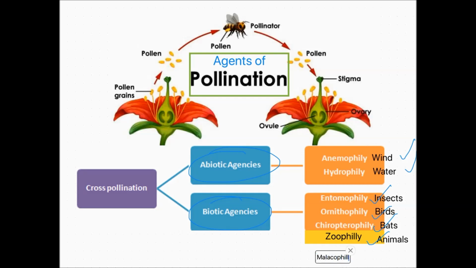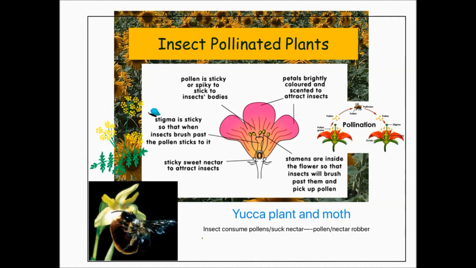Malacophily, if the pollinator is who? Snail. If the pollinator is a snail, then it is called malacophily. So these are all biotic agencies and these are abiotic agencies. What are the characteristics of insect pollinated plants or flowers? How will the flowers in insect pollinated plants be?